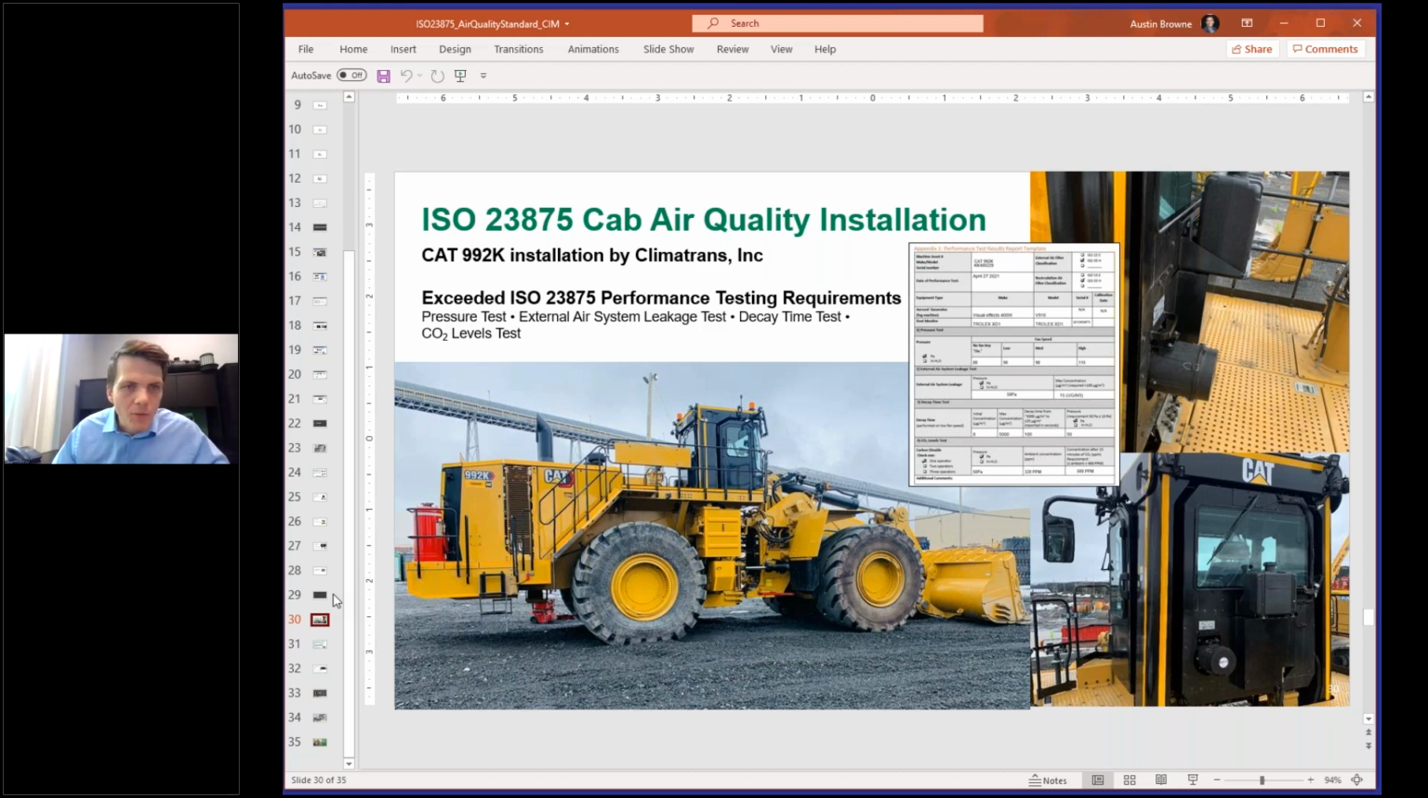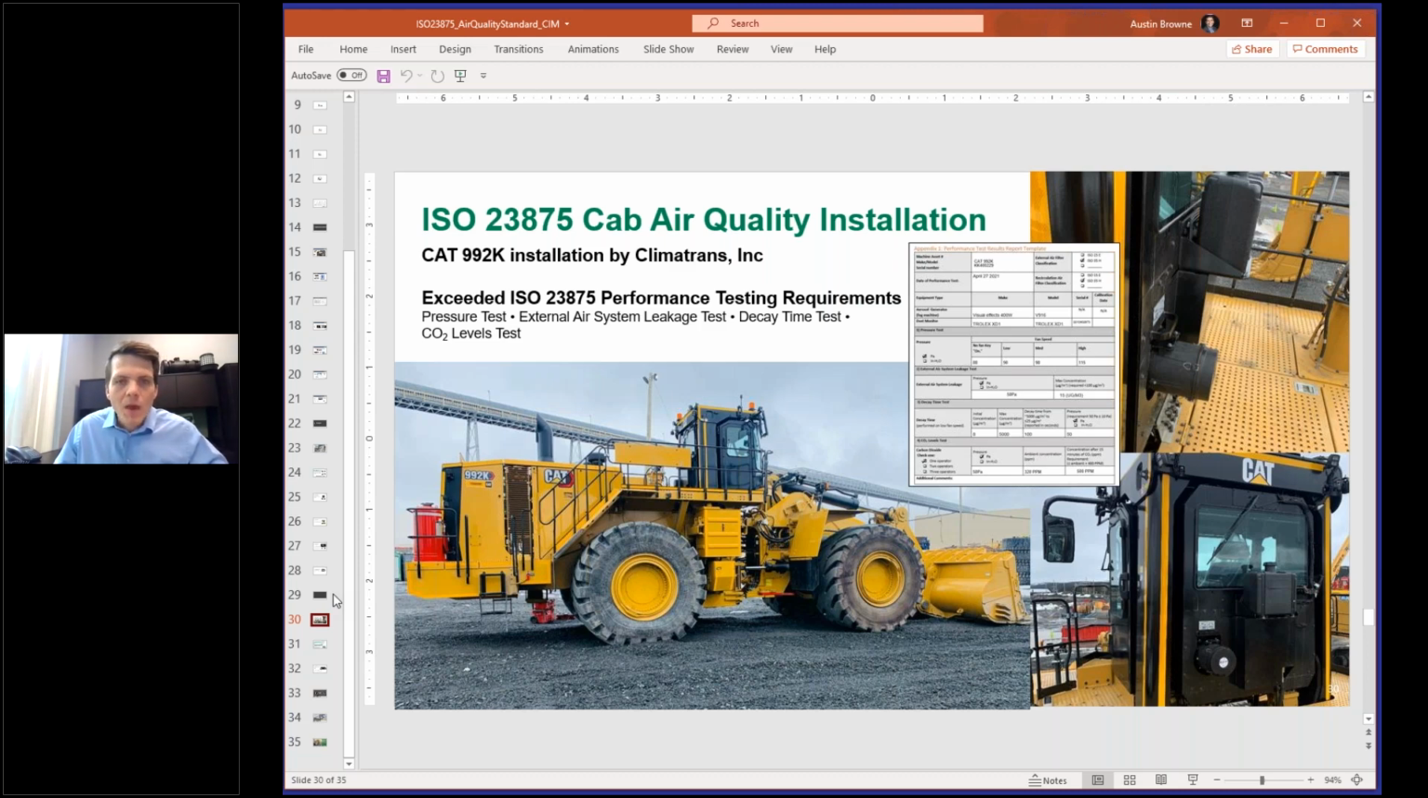This CAT 992K was an installation that was delivered. It was a retrofit done by Climatrans out of Montreal, and Climatrans was able to work with the local mine site to, as they received this new machine from a tender perspective, equip it and essentially ensure that the cab was ISO 23875 compliant before it went into service.